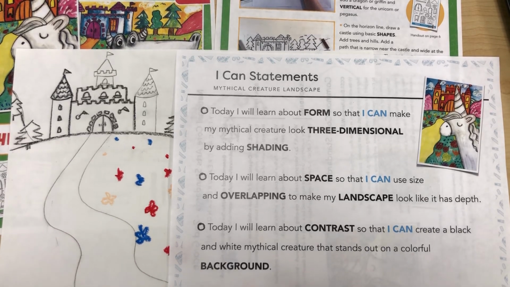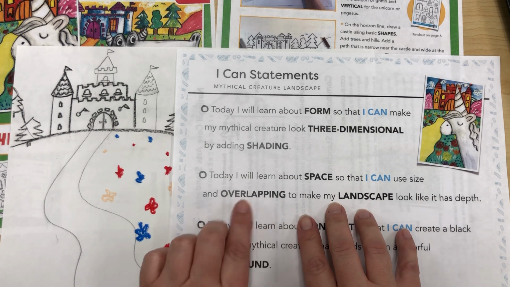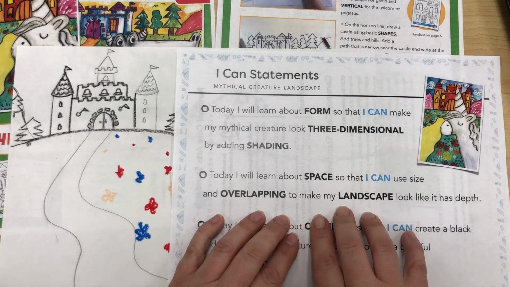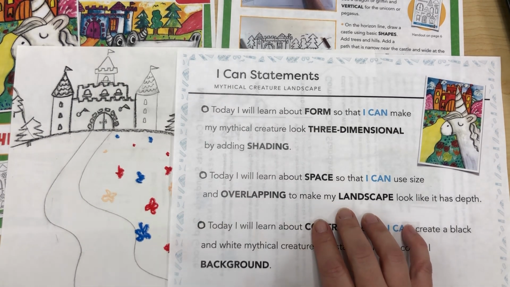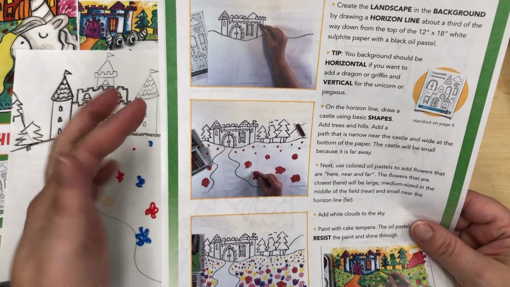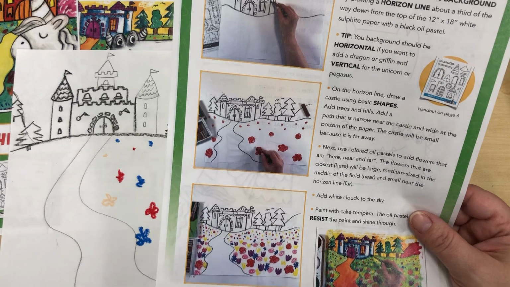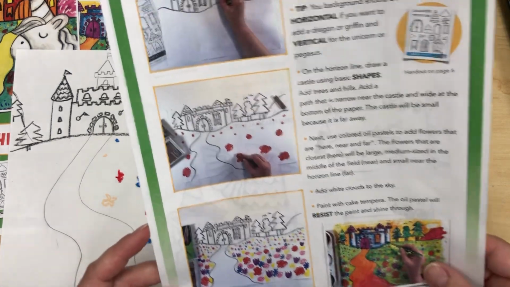Okay, so today we're going to continue on our castle and possibly your creature if you get that far today. Our I can statement today says, today I will learn about space so that I can use size and overlapping to make my landscape look like it has depth. We're going to be outlining the castle with oil pastels or China markers, and then using oil pastels for flowers and all those little details today.